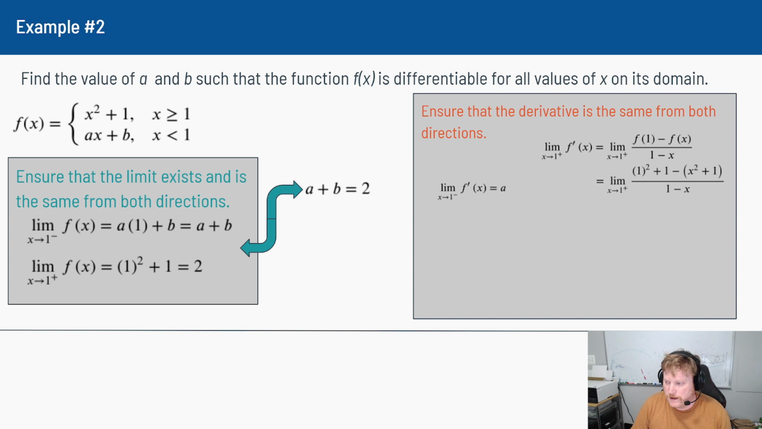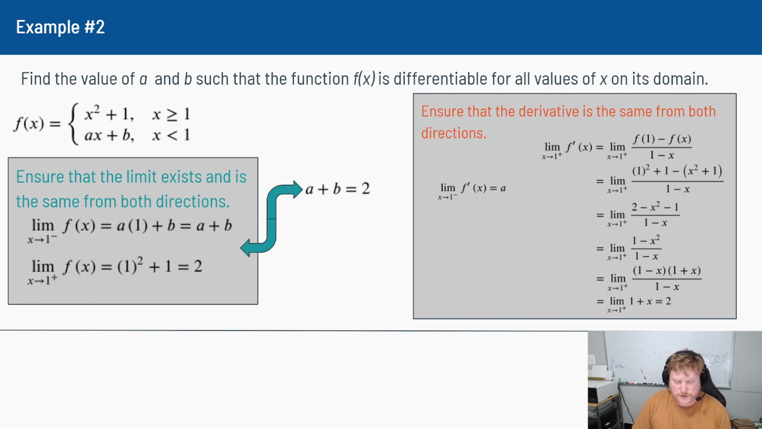Okay? So we have f of 1 being 1 squared plus 1, minus f of x, which is just x squared plus 1. I'm going to do a little bit of simplification, a little bit of algebra. And we get 1 minus x squared over 1 minus x. Well, that numerator factors, and then I can cancel some factors, 1 minus x and 1 minus x, and I'm left with the limit as x approaches 1 from the right of 1 plus x.